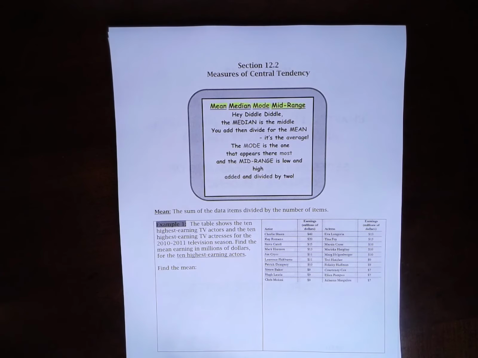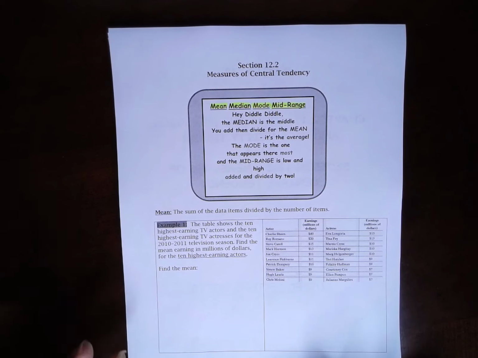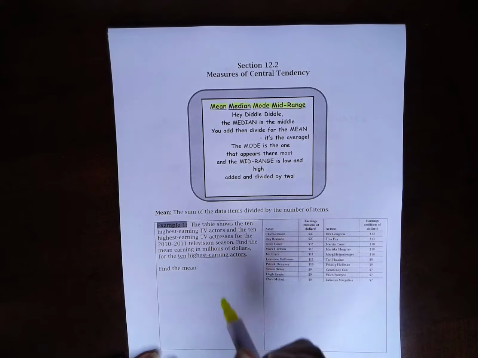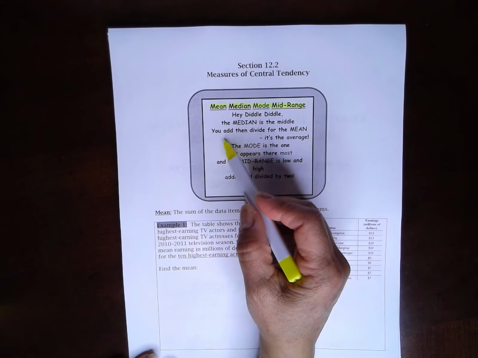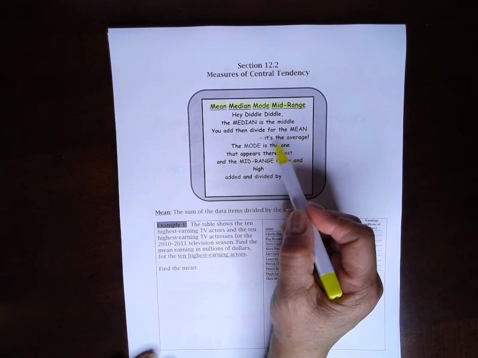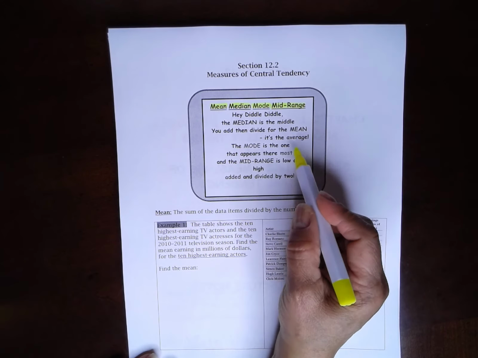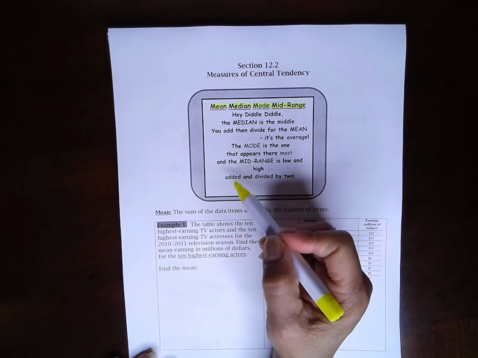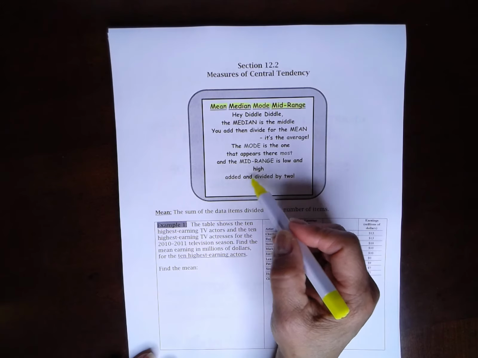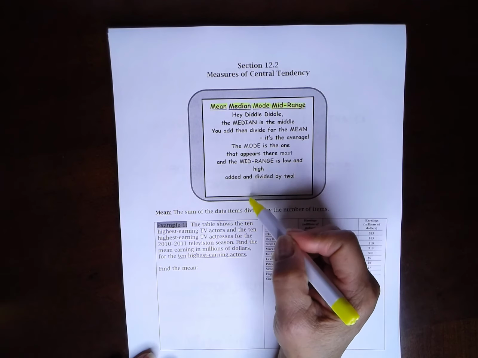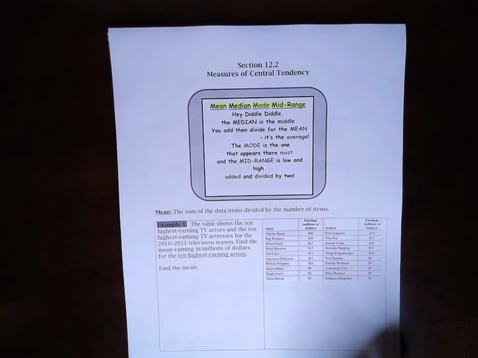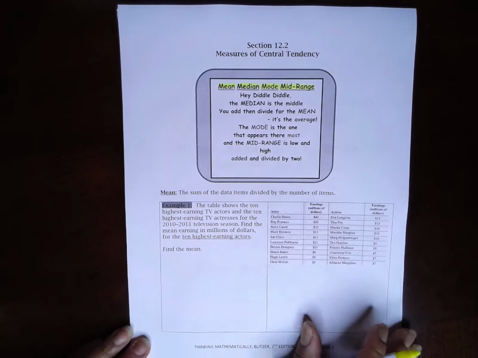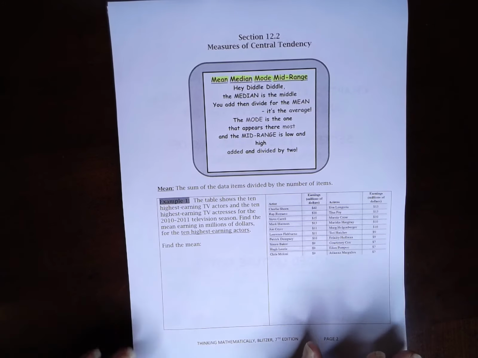And then we have this little poem that helps you remember what they are. Hey diddle diddle, the median is the middle. You add, then divide, for the mean is the average. The mode is the one that appears the most. And the mid-range is low and high added and divided by 2. So that's the entire section in a little poem. So it might help you remember that.